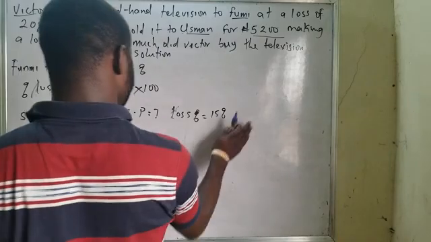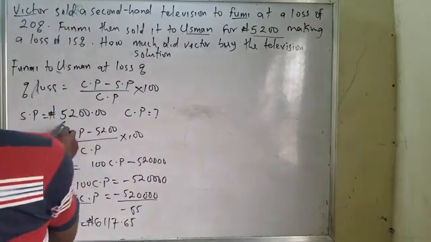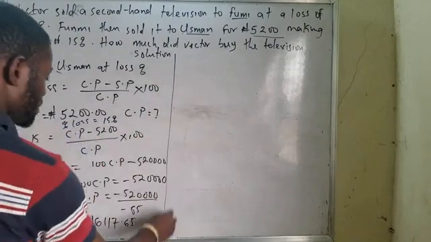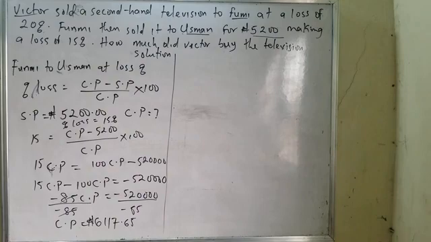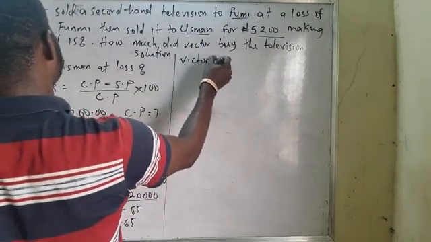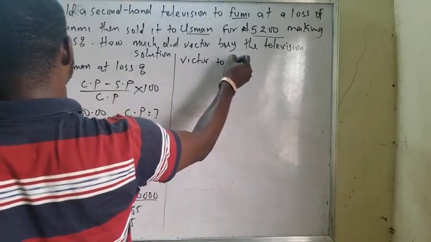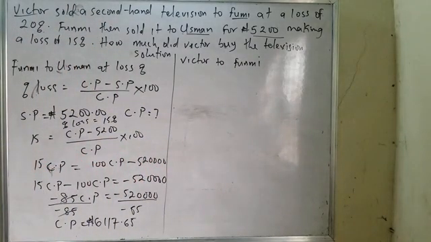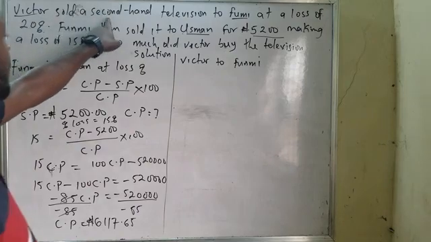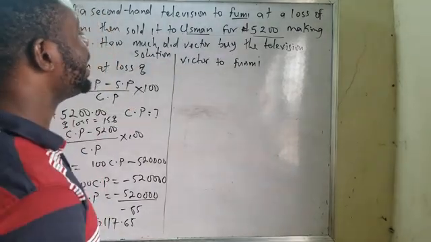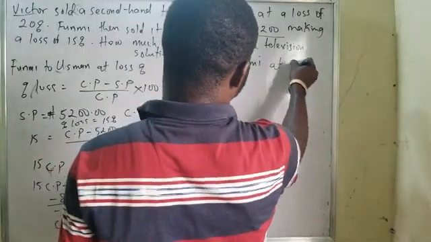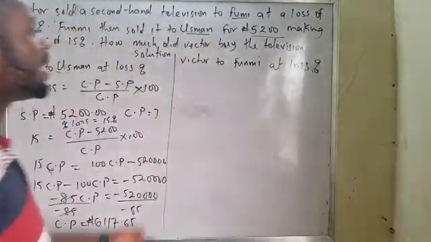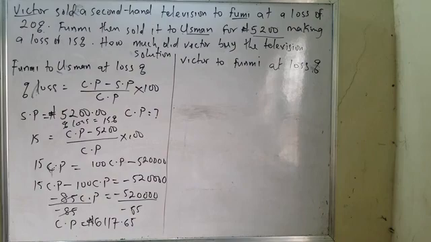Now, the second part of the transaction, because I have to call this percentage lost equals 15%. Now, because I have to call this both two. Now, transaction between Victor to Fumi. Now, that is going to be what? Victor sold a second-hand television to Fumi at a loss. It means at a what? At a loss percentage. I'm going to write the percentage in full. Now, can you see that is how to go about it?